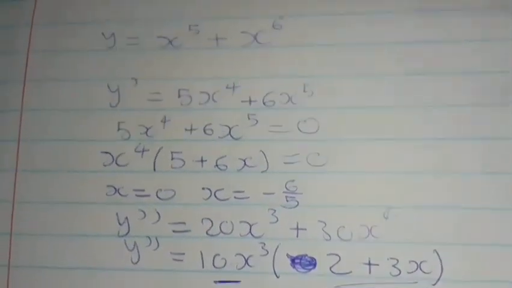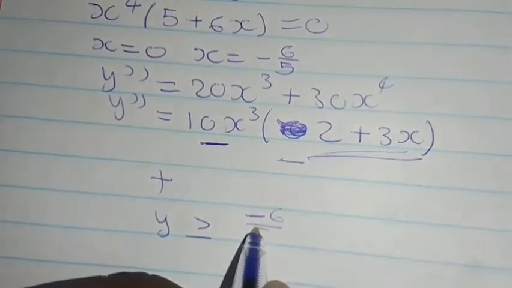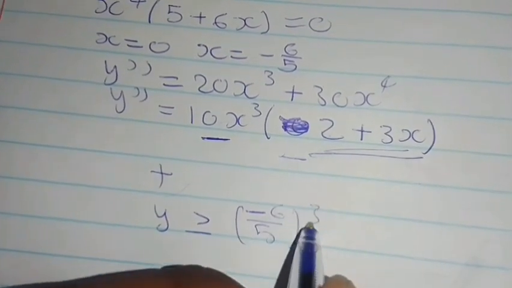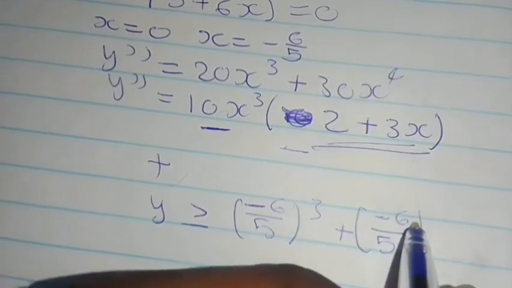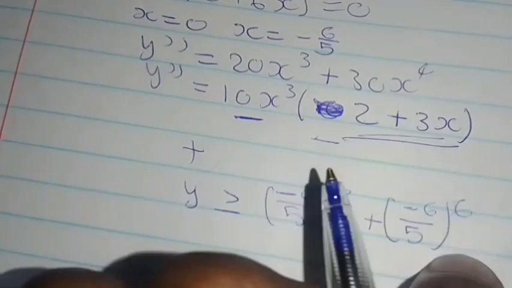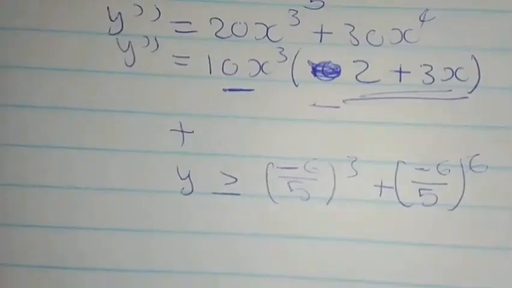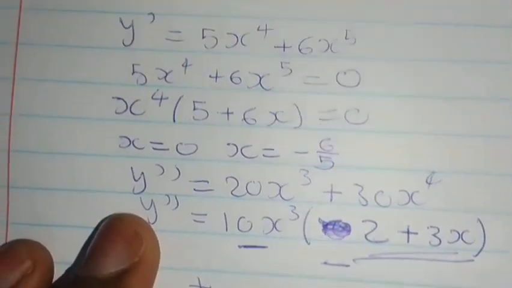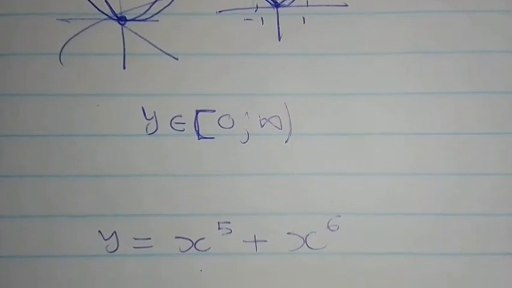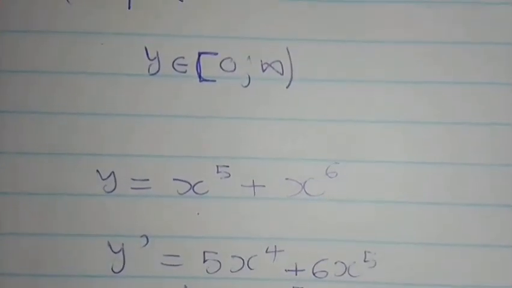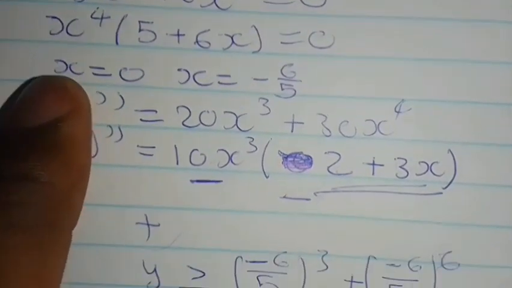So you'll have to just evaluate that. You'll have minus 6 over 5 to the third plus minus 6 over 5 to the power 6. Then you can simplify this, then that will be the range of that function. That's how you can evaluate the range of that function. So in most cases, people struggle with the domains, but if you can define domains and range, then you can be able to solve that one.